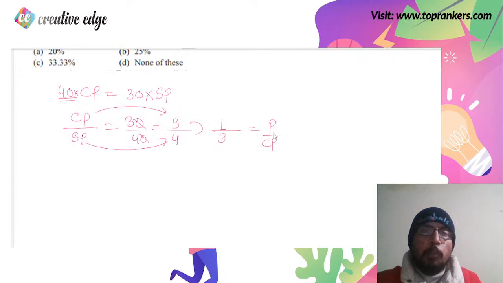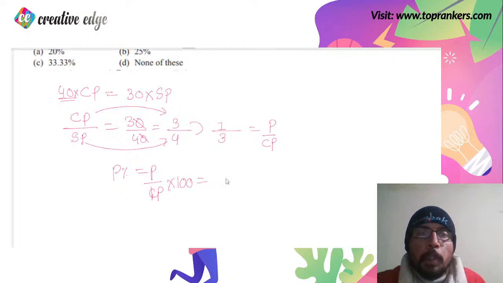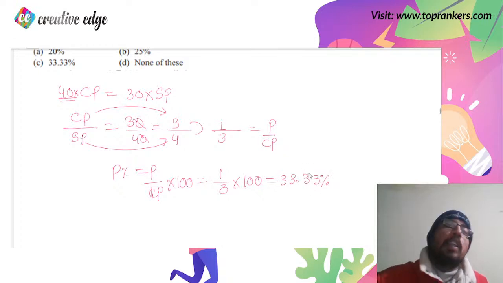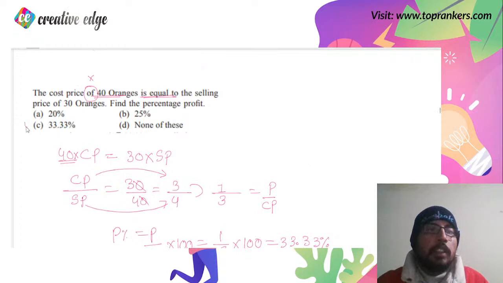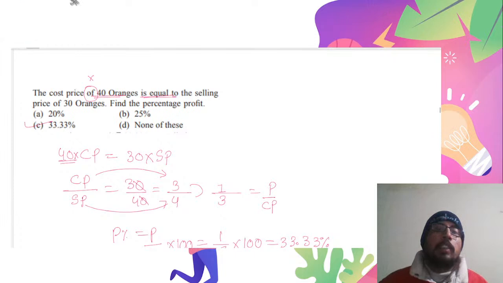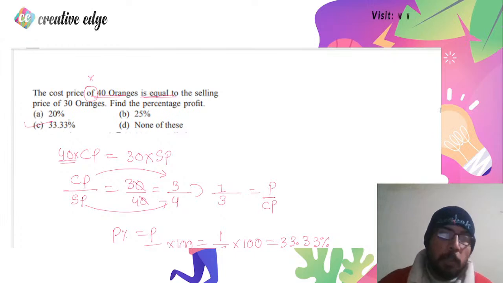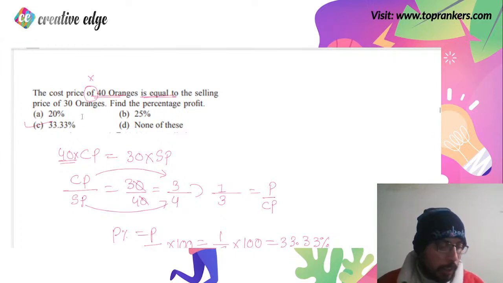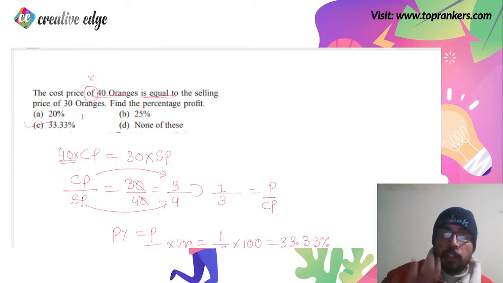We have to find the percentage of profit. So I have found the value of P upon CP. I have to find profit percent. So it is basically P upon CP into 100. So it should be 1 by 3 into 100, that is 33.33% of profit I will be getting. So my correct answer is 33%, 33.33% here. I hope you have understood all the concepts that we have discussed here in this topic.